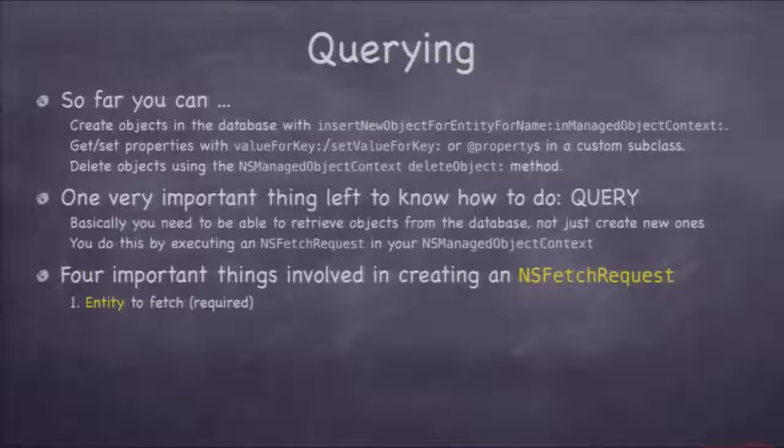Requesting to fetch some objects from the database. You need 4 things to make an NSFetchRequest. The entity to fetch, and this is an interesting one because when you execute a fetch, it returns an array of objects, an array of NSManagedObjects or subclasses thereof, as you might imagine. That array all has to be the same type of entity.